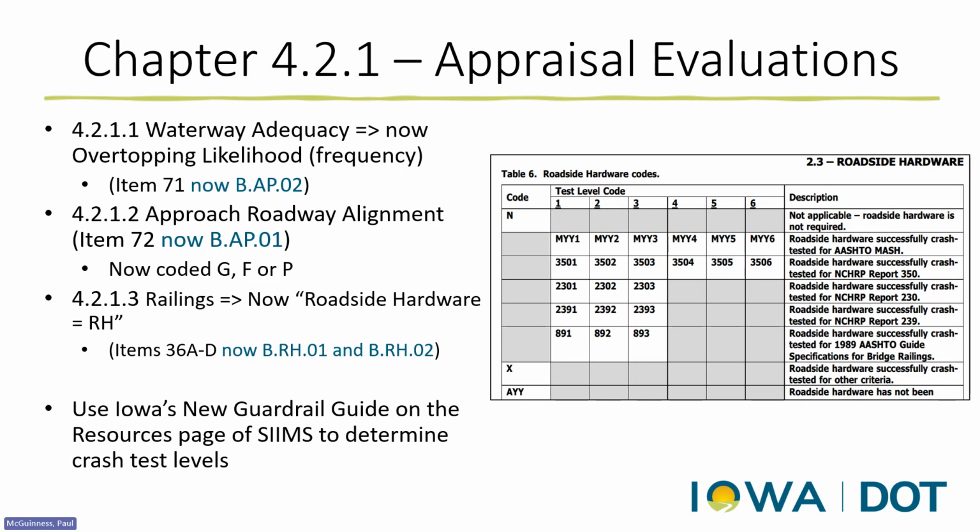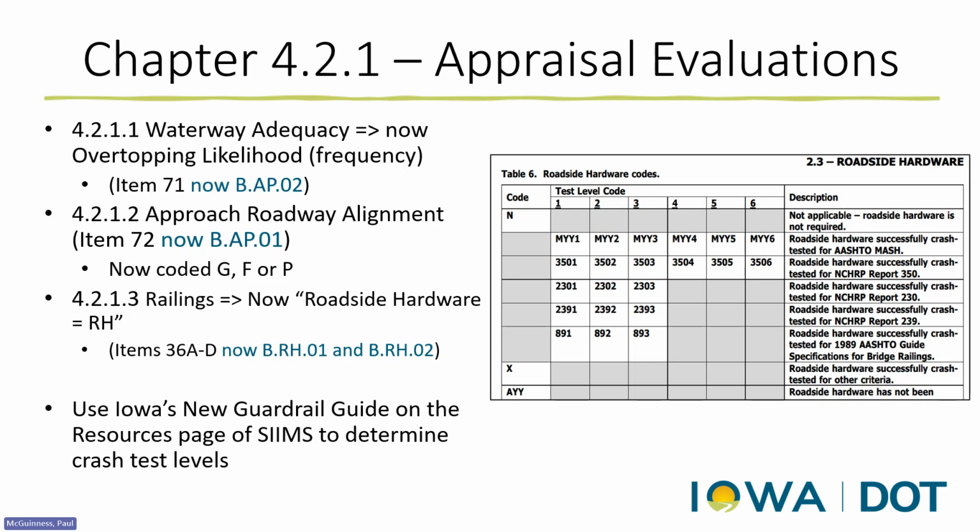There's a table now included in the manual that has a number coding 0 to 6, where the higher the number, the more likely or more often overtopping will be anticipated. And for now, it's using your judgment, but there'll be more to come on that. When it comes to railings, the good news is you no longer need to code items 36 A, B, C, and D, but now they have an equivalent for items 36 A and B, and now they have a much more involved table to the right that talks about test levels and crash methods such as MASH and NCHRP reports.